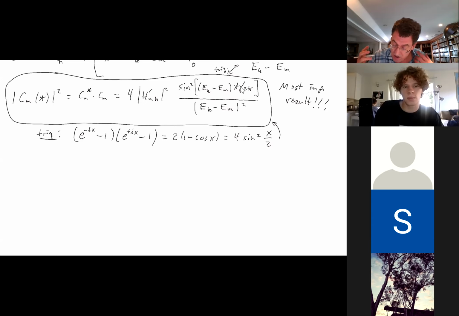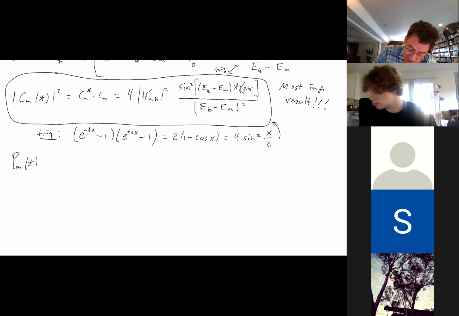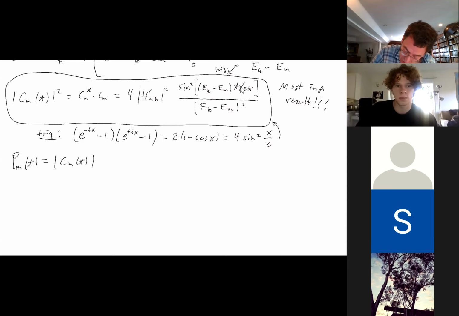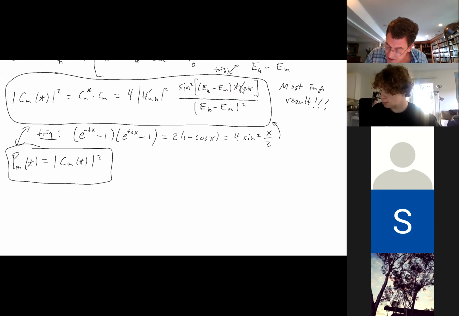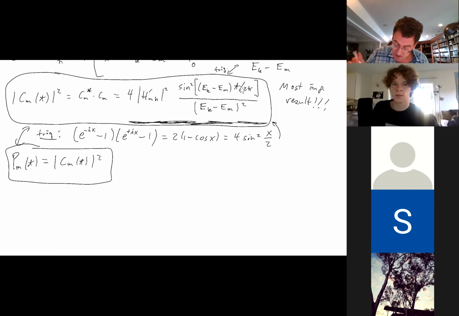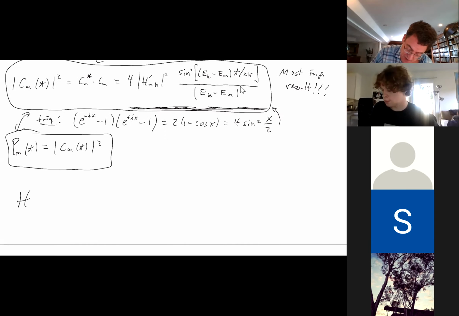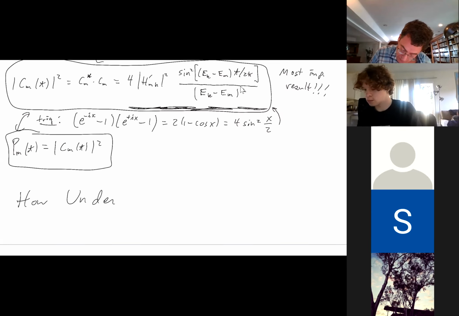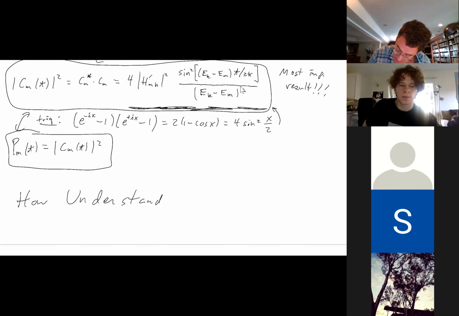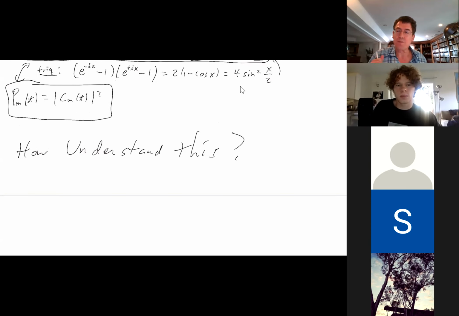And so that is it. The probability to find the particle in state m at time t is equal to this thing that we just calculated. We did it. It's this funny equation. So now we have to understand this result. How do we understand it? What does this mean?